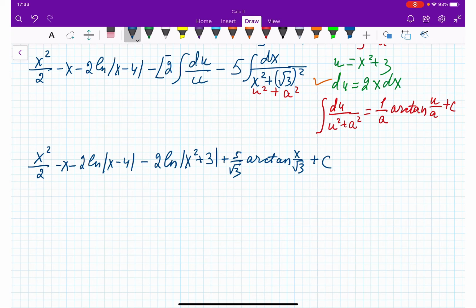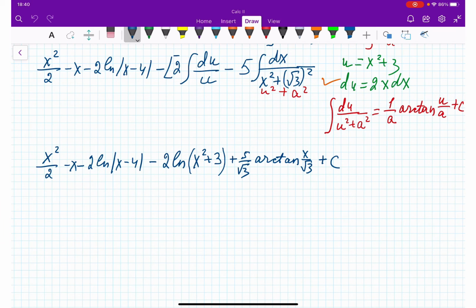With this second logarithm, I don't need to put absolute value. You know why? Because we have x squared, and then plus 3. So one way or another, it's going to be positive, there is no chance to get x squared plus 3 negative. Therefore, I don't have to put it in the form of absolute value. I'll just put parentheses, and that's it.